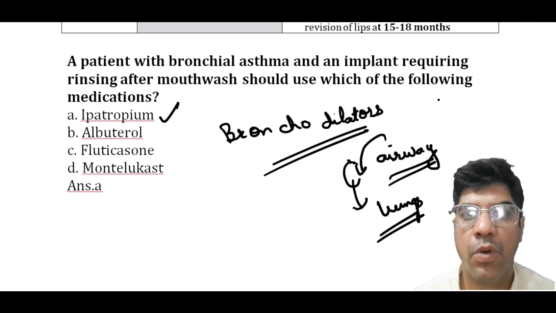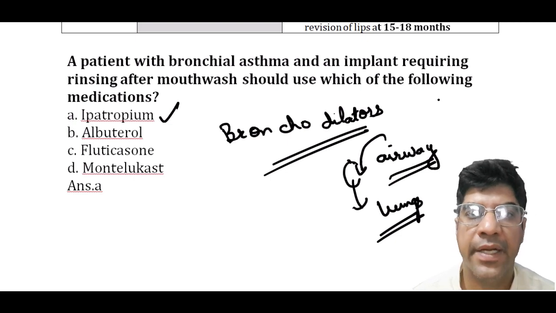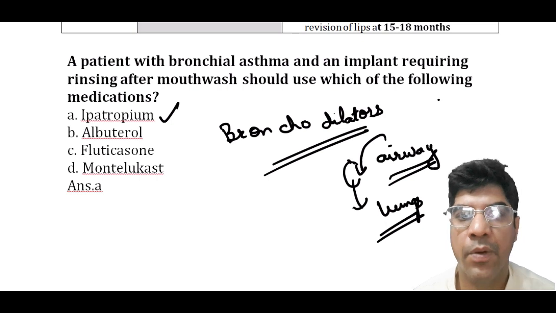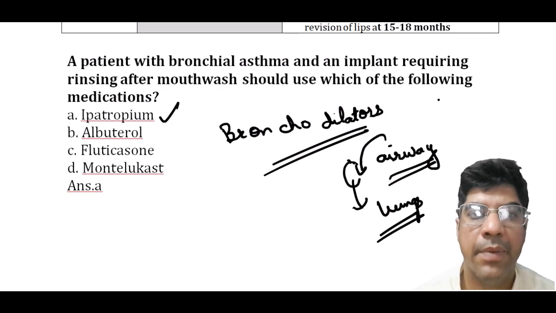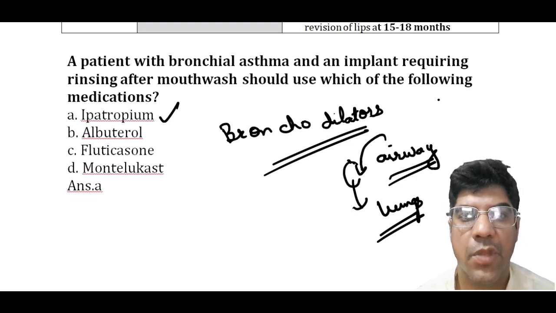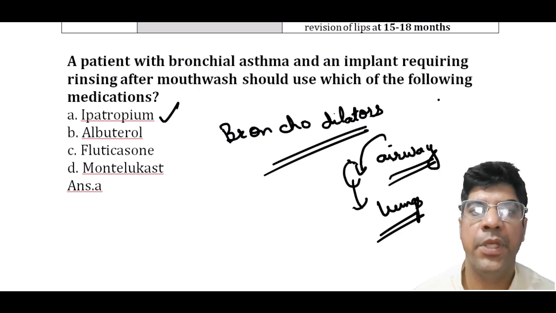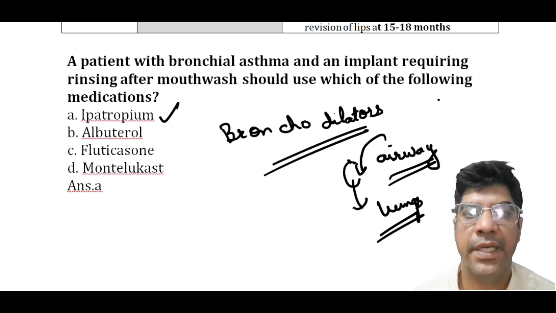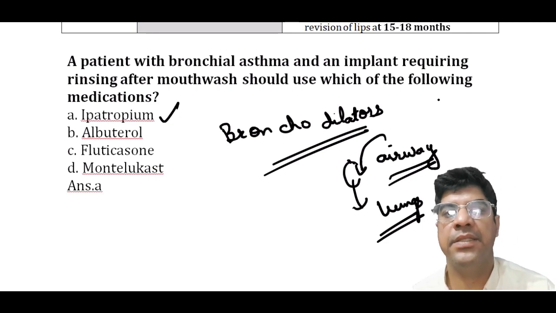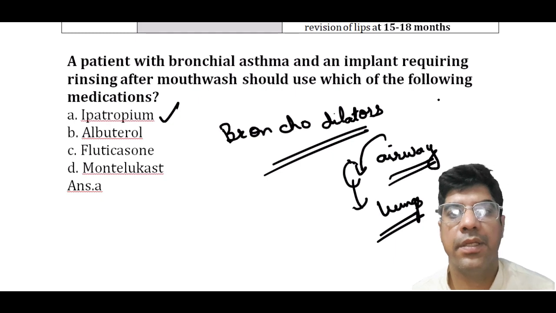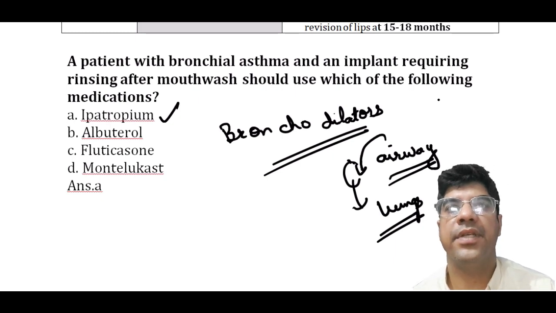Its bronchodilator properties make it an effective choice for managing the bronchial asthma while minimizing the risk of complications related to oral hygiene routines. So ipratropium would be the preferred medication for patients with bronchial asthma who require rinsing after mouthwash due to its effectiveness in managing the bronchospasm. So that is why the answer is A.